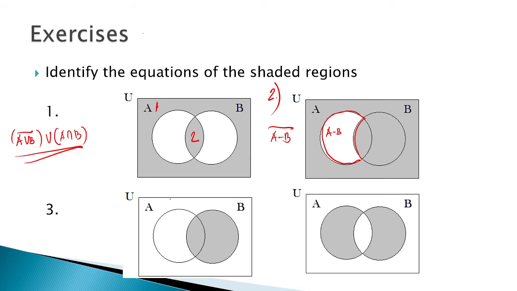Next, we have number 3. So for number 3, napakadali. The shaded area is just set B. Next, we have number 4. So yung number 4 natin, ang shaded area natin is this one and this one also. So paano natin yan papangalanan? O titingnan natin, ano yung pangalan nitong set na to? This is your set A minus B. Diba? And itong shaded region na to, this is your B minus A.